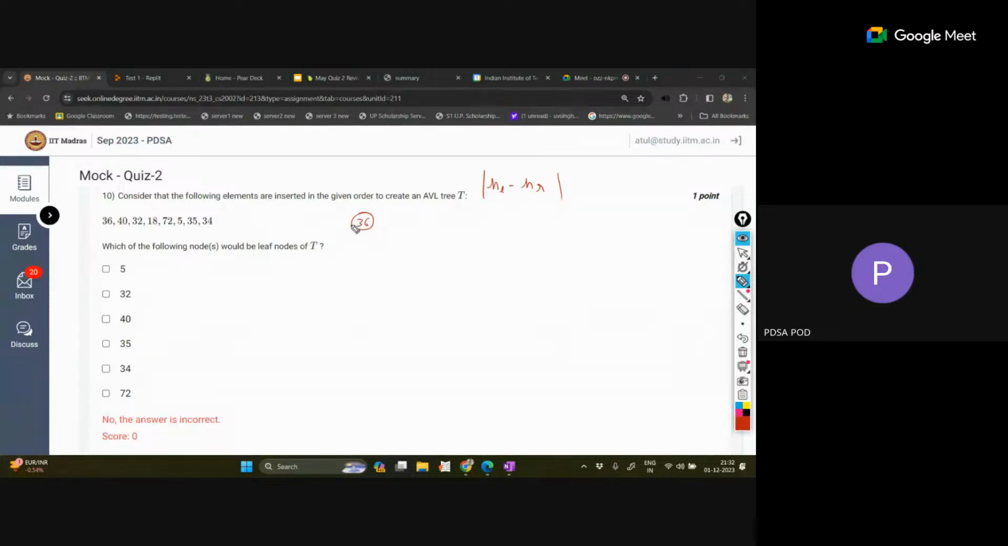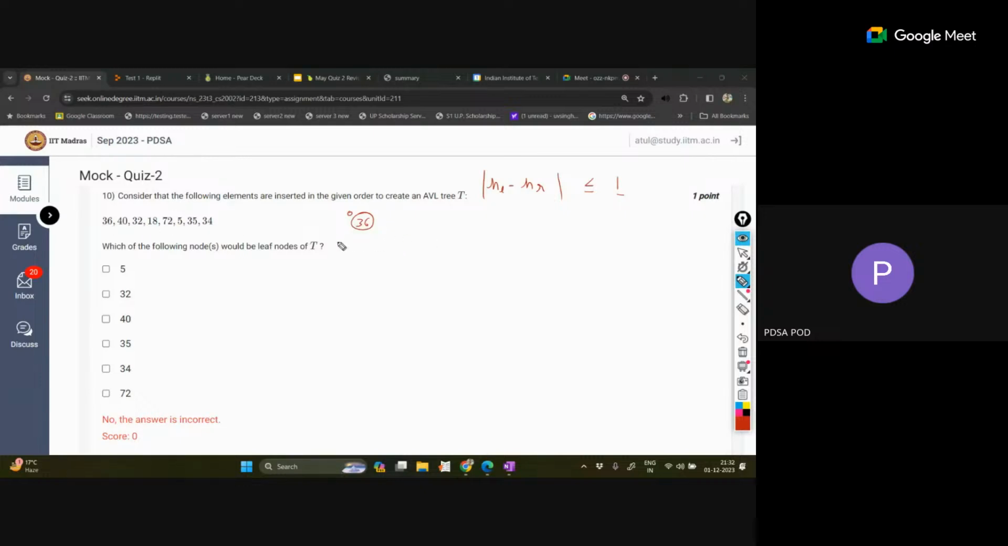Here the left height is 0, as there are no nodes on the left side, and there is no node on the right side. So 0 on the left, 0 on the right. So 0 minus 0 is 0, balance factor 0. According to the AVL tree, this balance factor should always be less than or equal to 1 for the tree to be balanced. If it is greater than 1, then the tree is not balanced and we will apply the rotation. In this case we are getting 0, no problem.